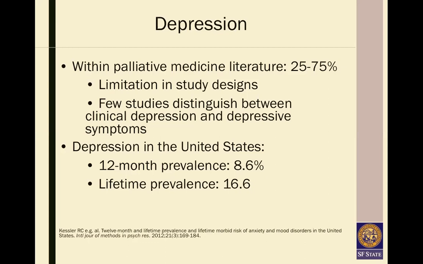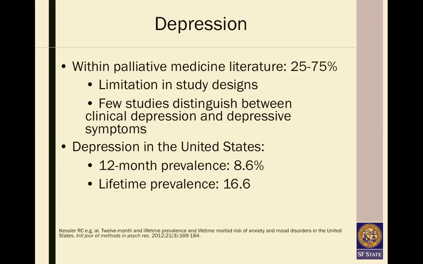So in the palliative care literature, there's a wide range of scores where we see depression. In some articles, we see it at 25%, and there's others that are 75%. Unfortunately, there's a lot of limitations in the study designs, and there wasn't really a distinction between clinical depression and depressive symptoms. So patients at end of life can have depressive symptoms, but not necessarily be clinically depressed, where we would start them on an antidepressant.